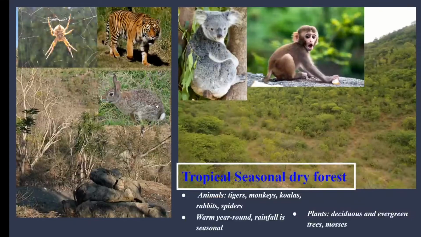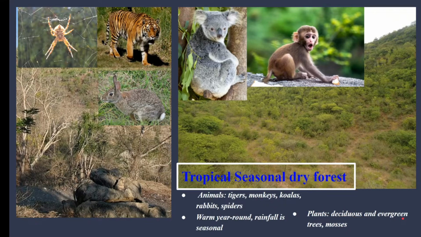They are separate. On to our second biome, the tropical seasonal dry forest. Tropical seasonal dry forest is like the rainforest, but rather than always having rain, it will occasionally have a wet season and sometimes not. It is always warm, just like the rainforest, and it also hosts tigers. Unlike the rainforest, it also hosts monkeys, koalas, which are similar to monkeys, rabbits, and spiders. The plants we have here are deciduous and evergreen trees and mosses.